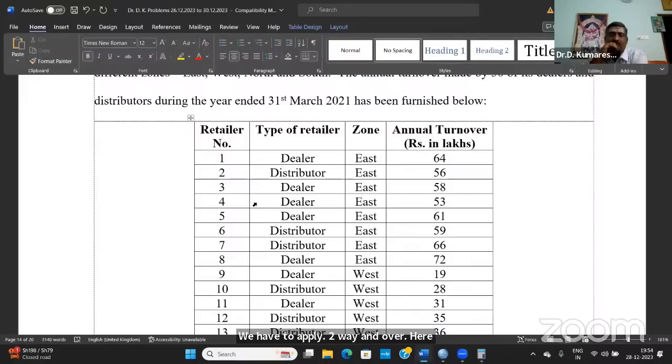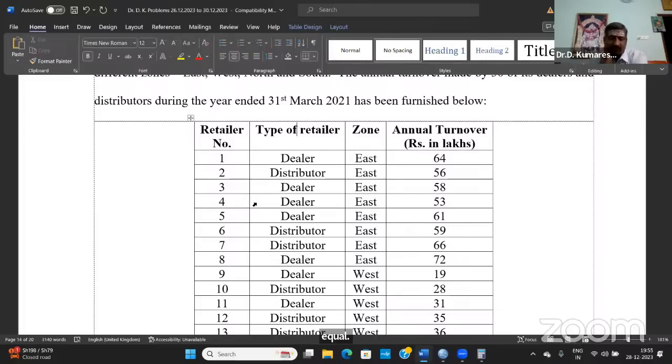Here also, the numbers may be different. Number of dealers and the number of distributors need not be equal. Number of east zone retailers, number of west zone retailers, north zone retailers, south zone retailers need not be equal. Okay.